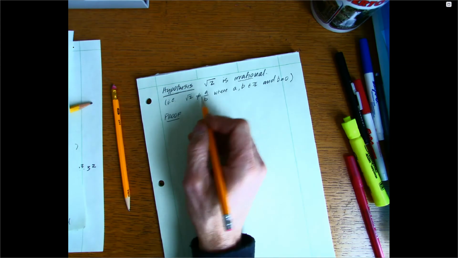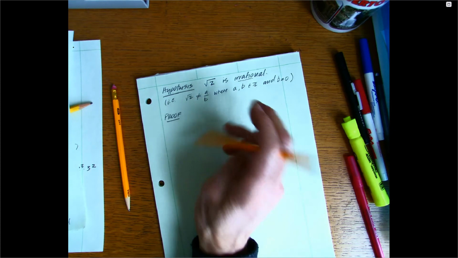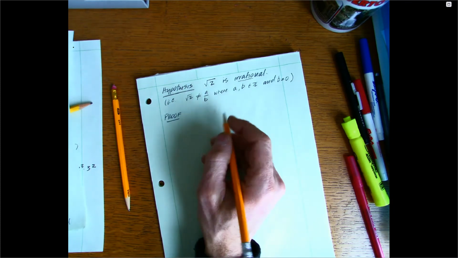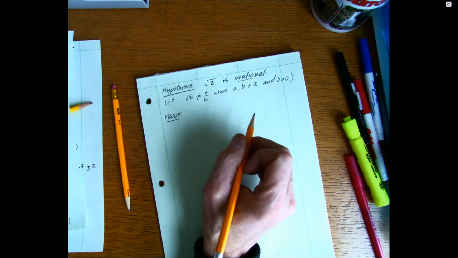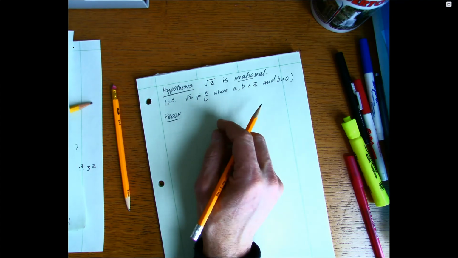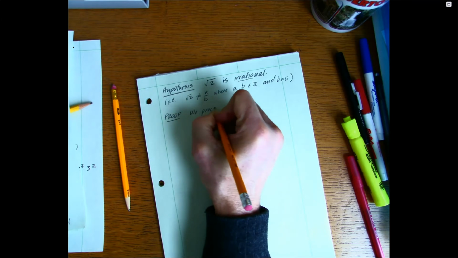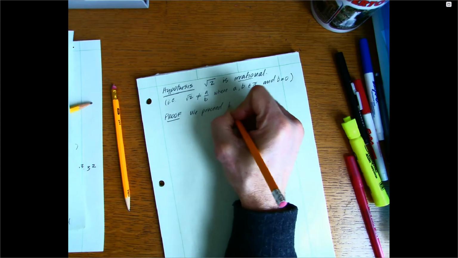So to say something can't be written this way, I hope this gives you some idea of a method of proof. When you say something can't be written this way, usually that's an indication of some sort of contradiction technique. So here we proceed by contradiction.